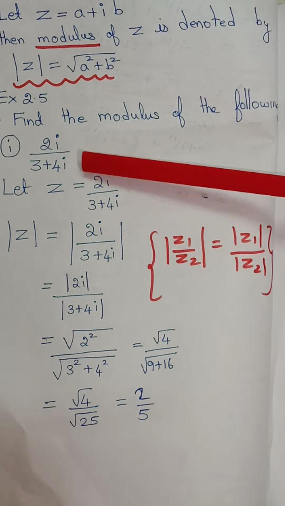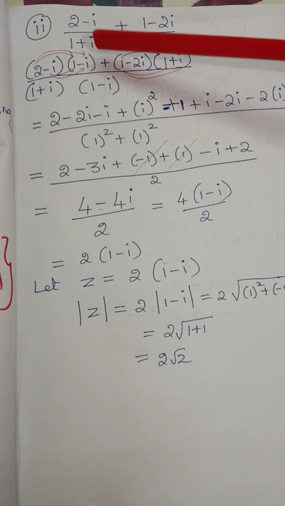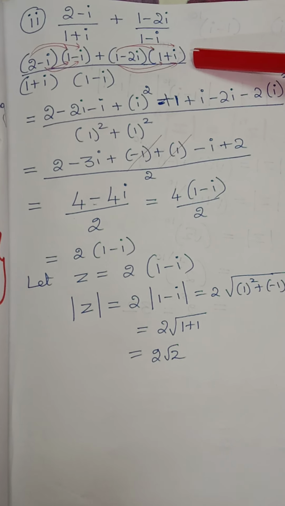Now we are going to see the second subdivision. Second subdivision: 2 minus i by 1 plus i, plus 1 minus 2i by 1 minus i. Before we find the modulus of this complex number, first we have to simplify this. So let us simplify this. What am I going to do? Take the LCM. So the LCM is 1 plus i into 1 minus i. So this 2 minus i should multiply with 1 minus i, and this 1 minus 2i I should multiply with 1 plus i. So that is the step over here.